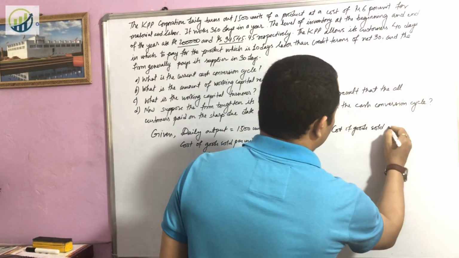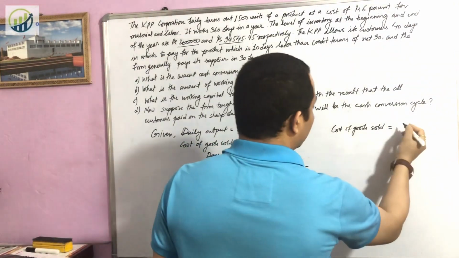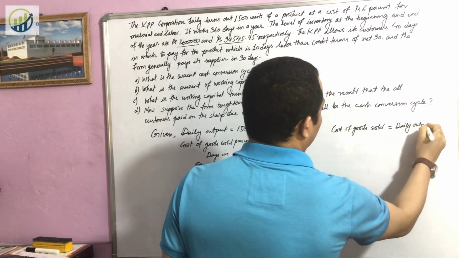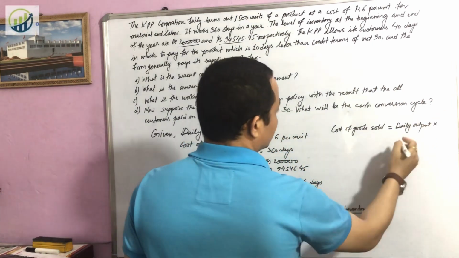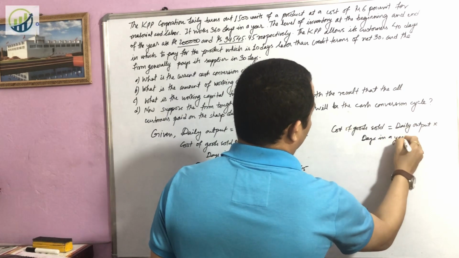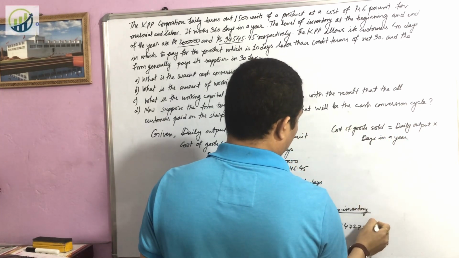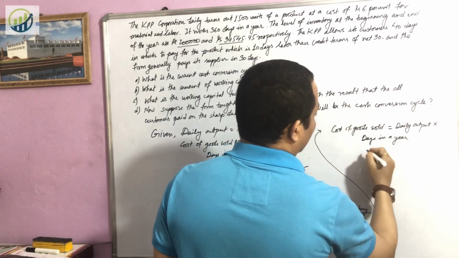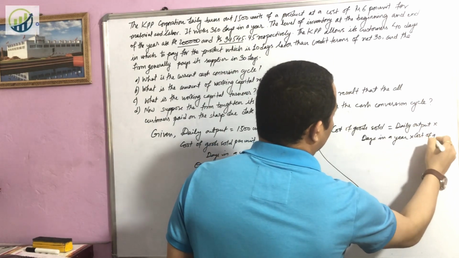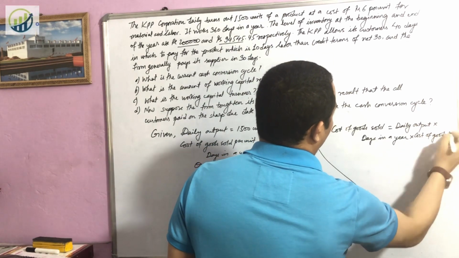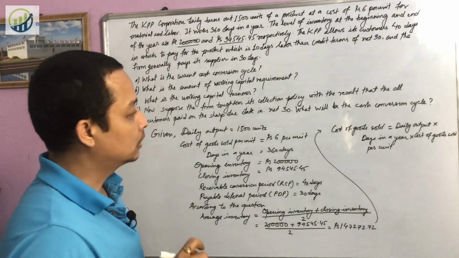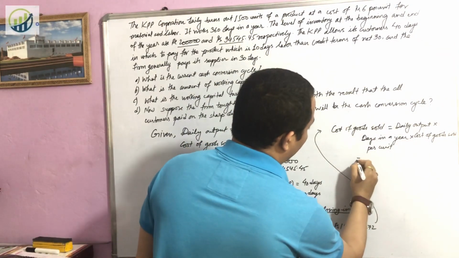So here you have to find here. So daily output into days in a year into cost of goods sold per unit. So this will give you cost of goods sold, that is annual. Okay, so here you have to find the annual cost of goods sold.